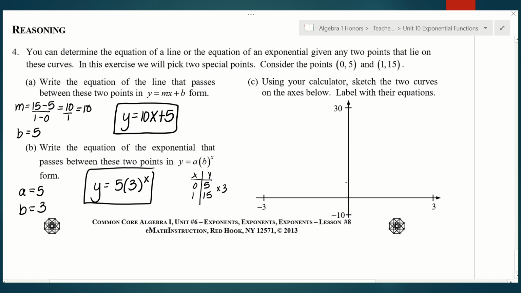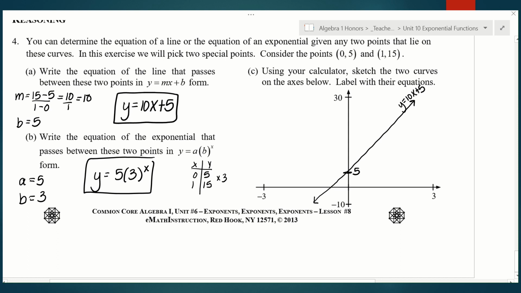Okay, just like on the other example, I'm actually going to put 5 right here because that's that common point that they share. Okay, so if I sketch out what I see on my calculator, you can see my linear function looks something like this. And it looks like my exponential function looks something like that. Increase was a little dramatic, but it's just a sketch.